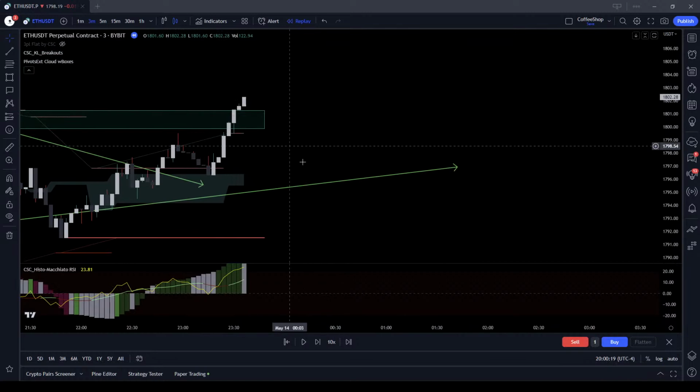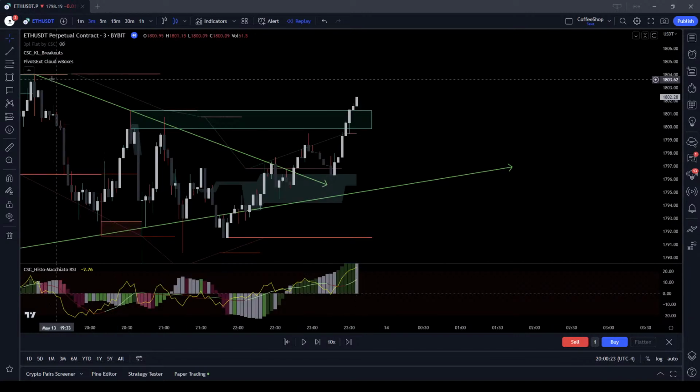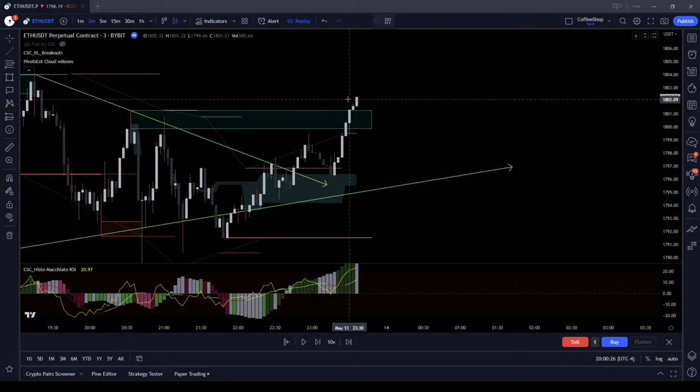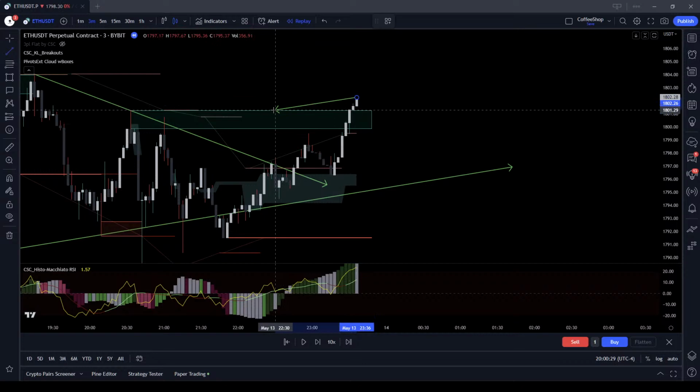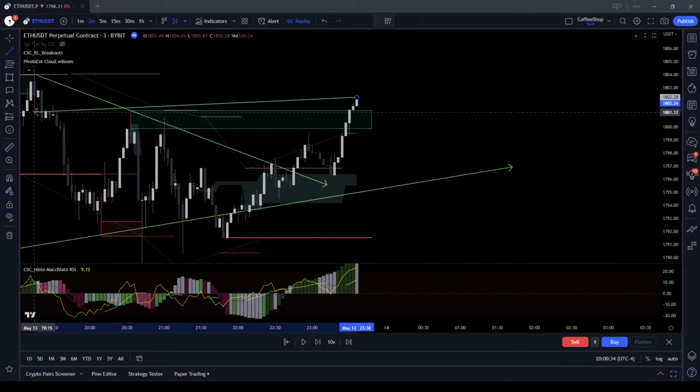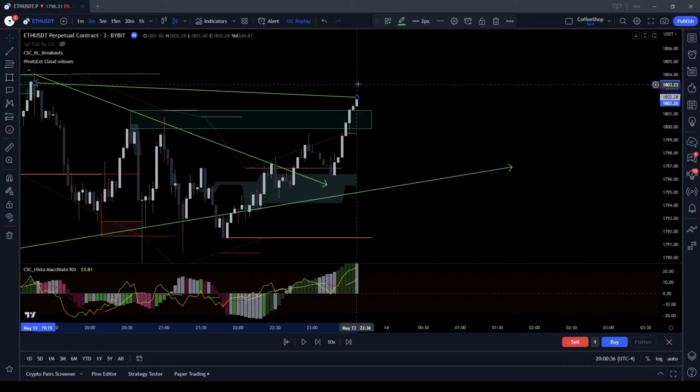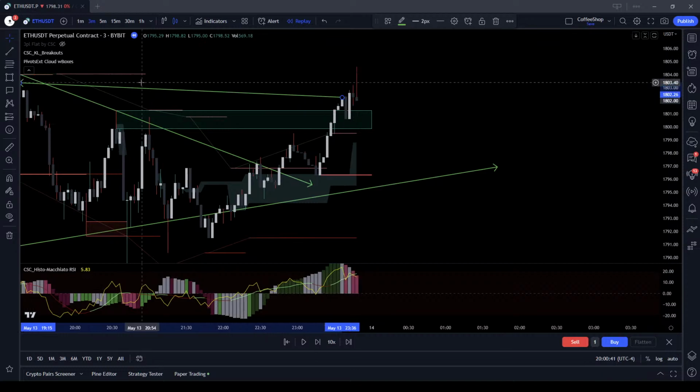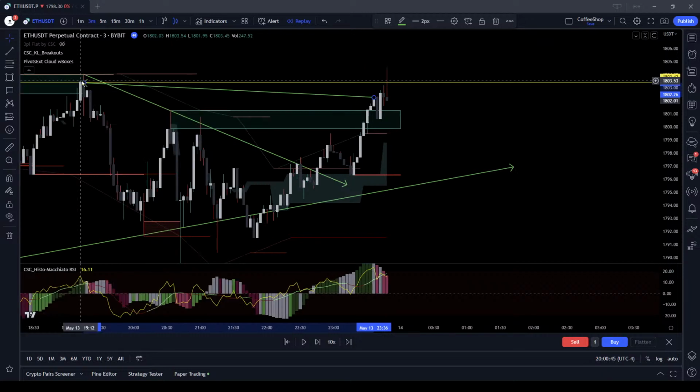Nice little breakout. Bigger candle outside. Go for the previous swing high. I'm looking for an RSI value above this. It's basically here, right there. Okay. No problem. There you go. See? That level, right there.